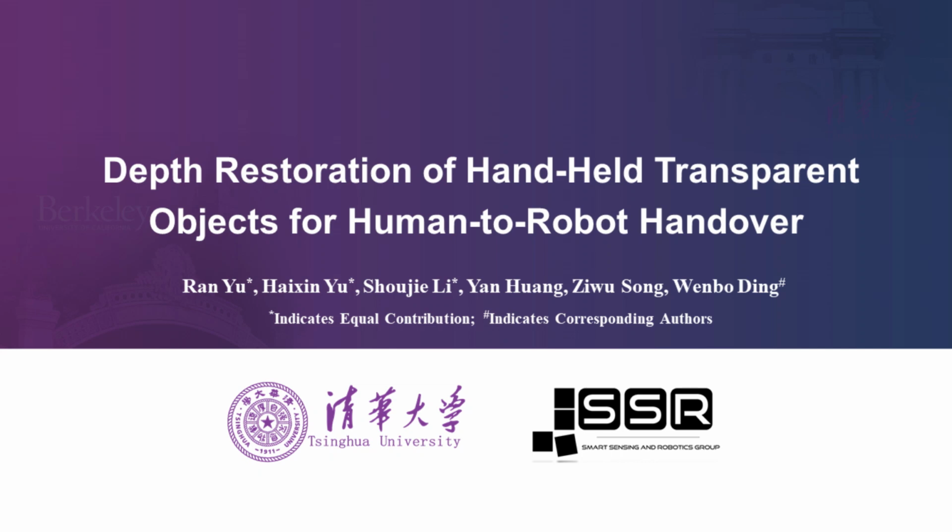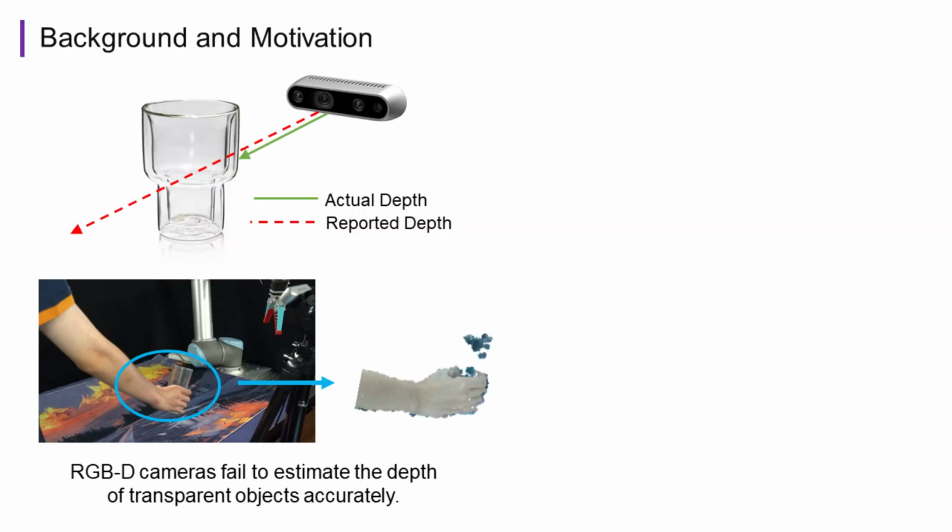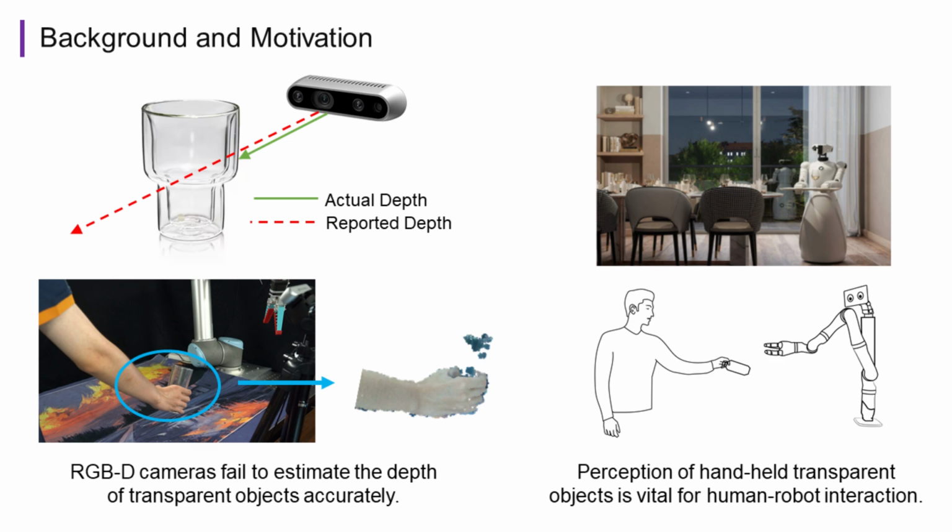This video is about our latest research on depth restoration of handheld transparent objects for human-to-robot handover. Transparent objects are common in daily life, while their optical properties pose challenges for RGB-D cameras to capture accurate depth information. For assistant robots, however, accurately perceiving handheld transparent objects is critical to effective human-robot interaction.